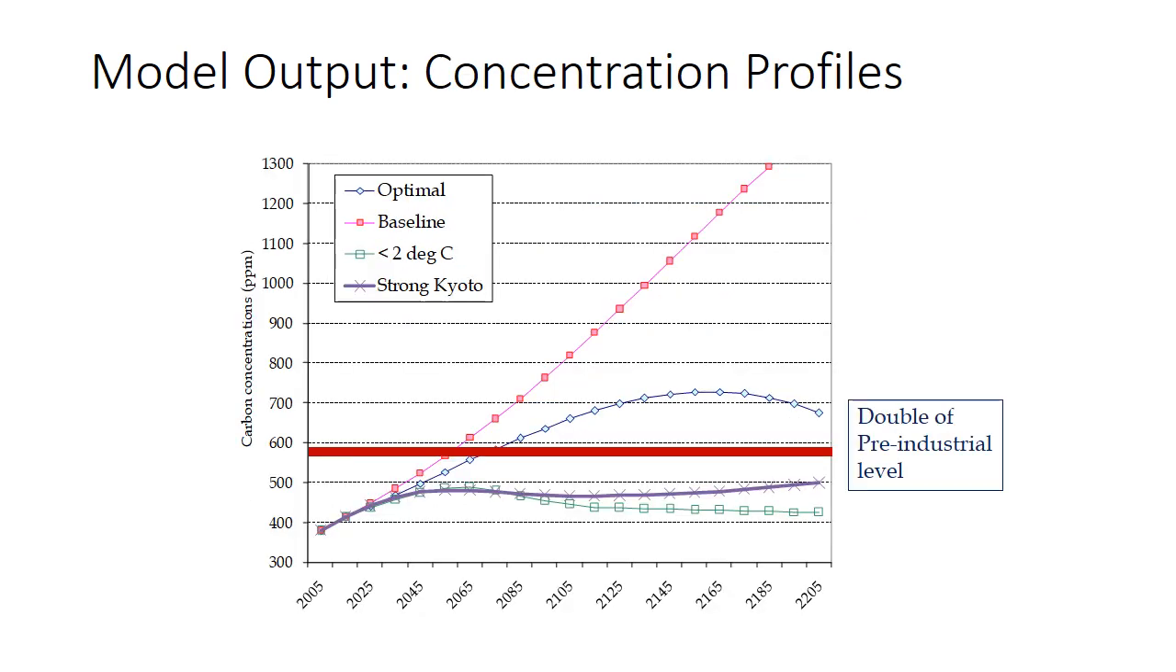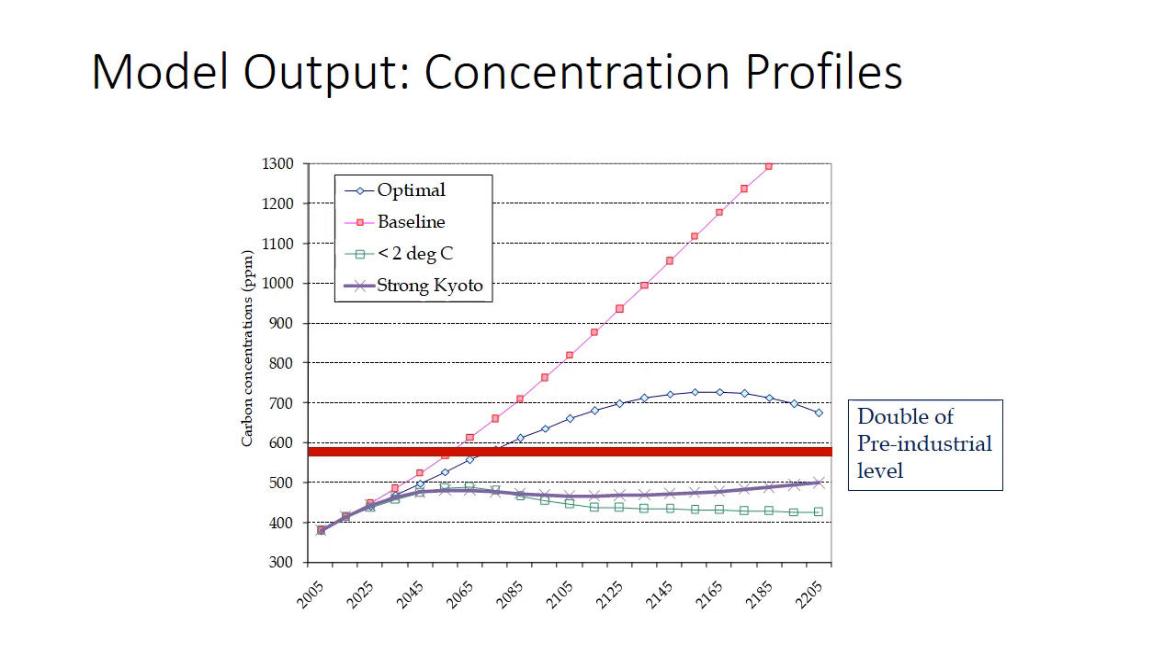The concentration profiles that would get us to those temperature increases are as presented in this graph here. The baseline is the pink line with the squares. Obviously, concentration profiles, if we do nothing, are going to just continue to increase. The optimum, we would hit some peak around 2165 and then would start to come down. Concentration profiles, if we kept the temperatures below 2 degrees C, would have to decline over time. And then the strong Kyoto would sort of level off.